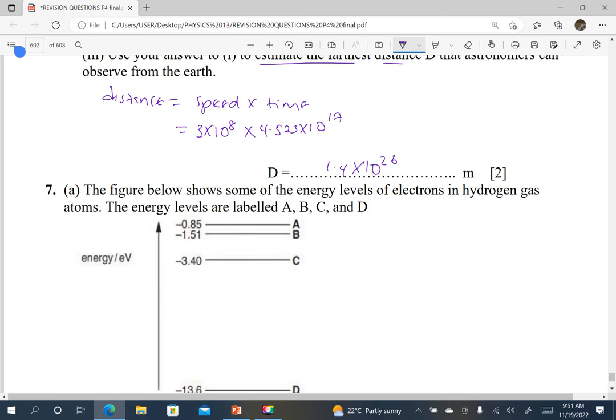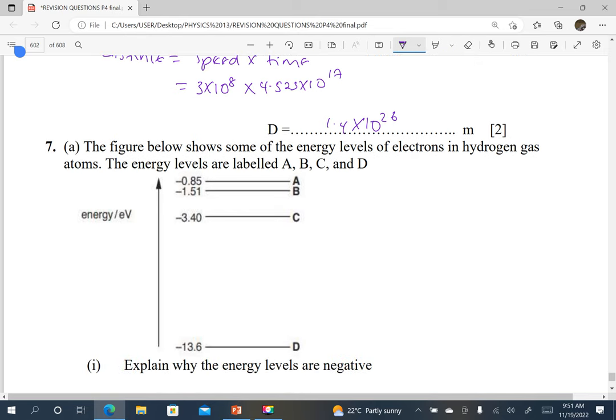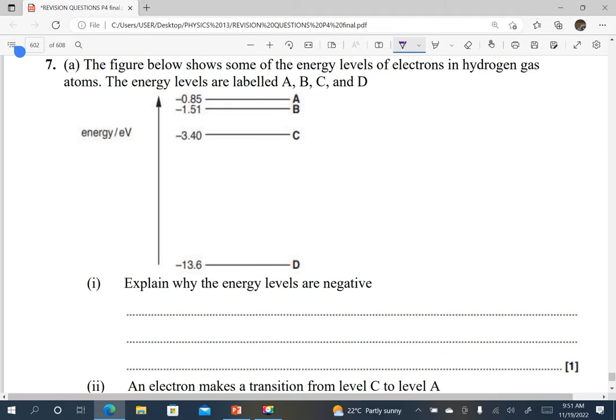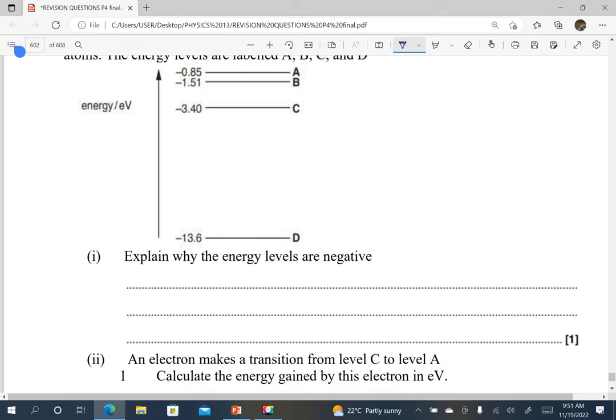So the figure below shows some of the energy levels of electrons in hydrogen gas atoms. The energy levels are labeled A, B, C, and D. Explain why the energy levels are negative. Of course, that is quantum physics. We know that energy of a free electron is maximum at infinity, and it is zero.